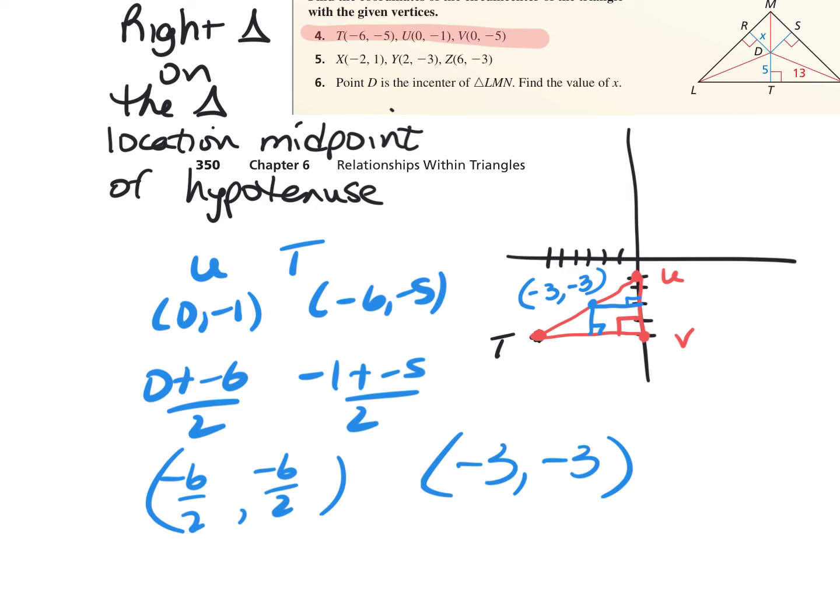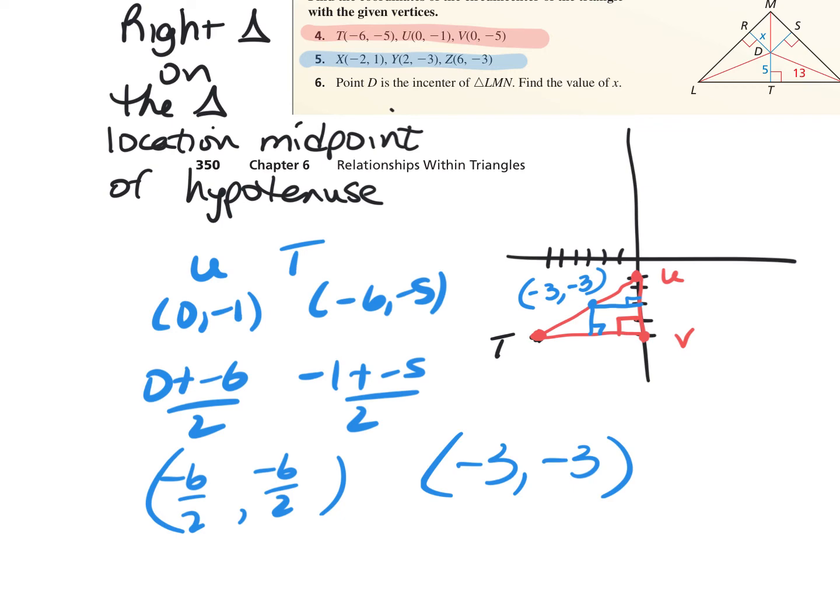So you could either choose to graph it and draw in the perpendicular bisectors and find the point of concurrency, which again, remember, when it's a right triangle, it's always on the triangle, and that place on the triangle is going to be the midpoint of the hypotenuse. Now, number 5, once you graph them, you would have found that this was not a right triangle, and you could have stopped there.